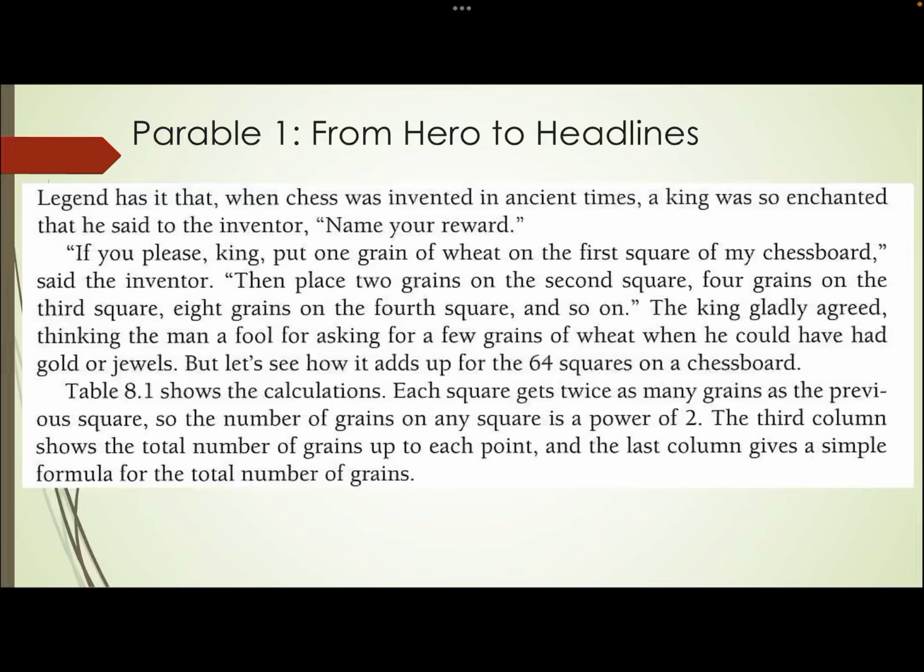Okay, on this part, they have a couple parables in your book that I need to go over with you because they ask you questions about it in your assignment. So we need to understand what they're talking about.